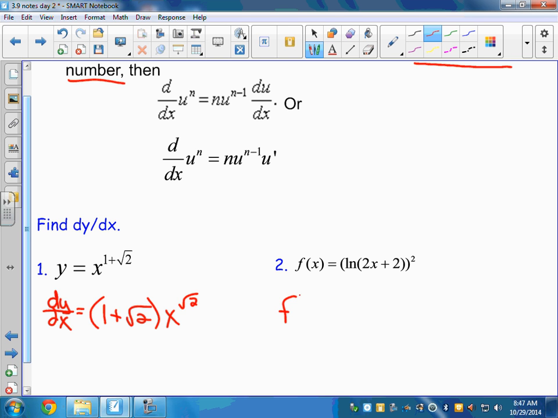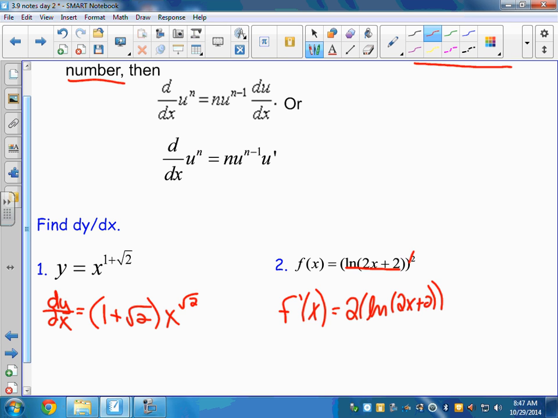So let's see if this makes sense. Starting with the outside function, that's this 2. I'm going to do the power rule, so I'm going to bring the 2 out front and leave the inside alone: ln of 2x plus 2 to the first power. When it's a complex function with a lot in it, sometimes it helps to cross out what you've done. I did the outside function. Now I'm going to do the inside function.